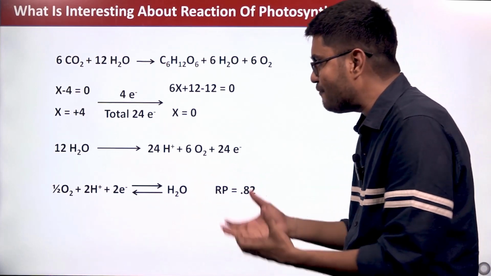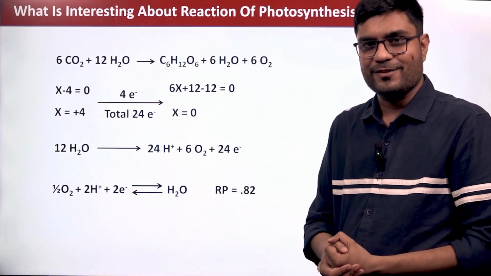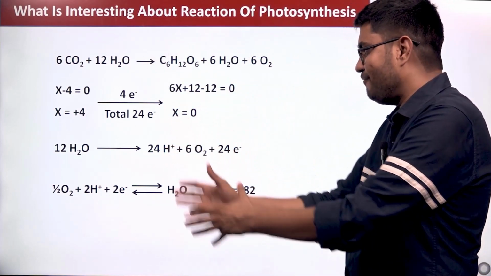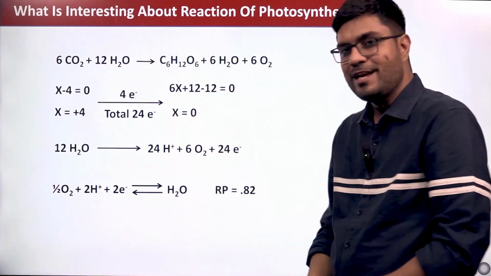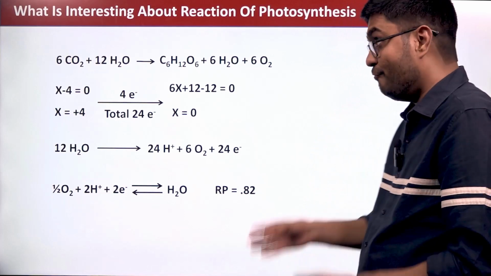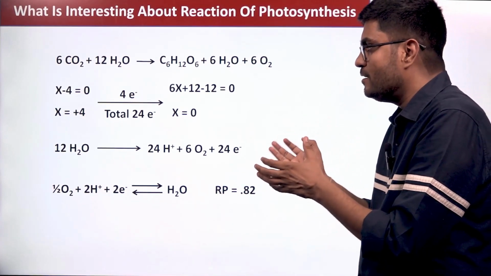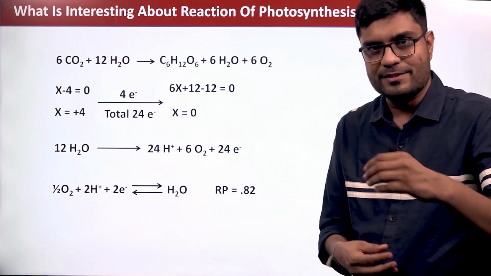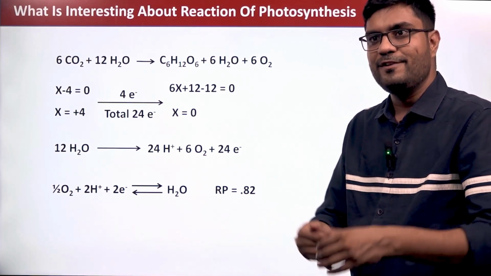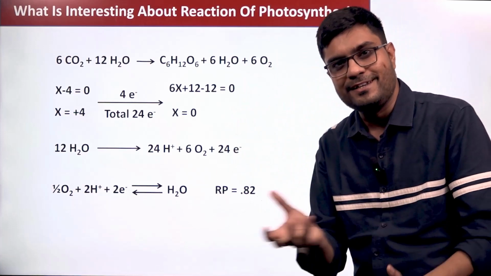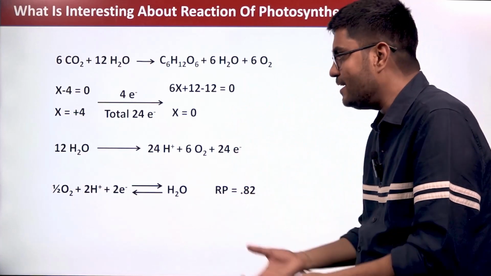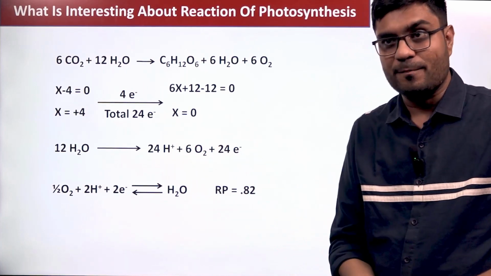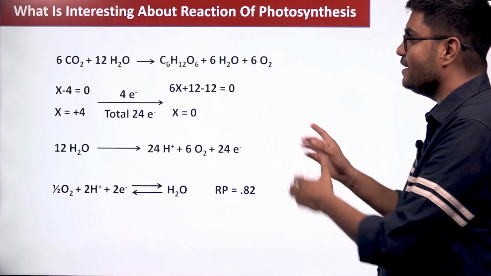They will never be interested in giving up their electrons, and we are making our life dependent upon the fact that 12 water molecules are going to give us 24 electrons. Very interesting things going on here. So they have decided that we will create an amazing machinery, an amazing design by which they will be able to take out these 24 electrons. But interesting things are not stopping here.